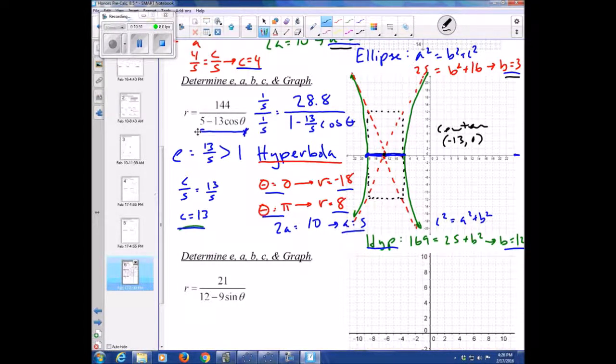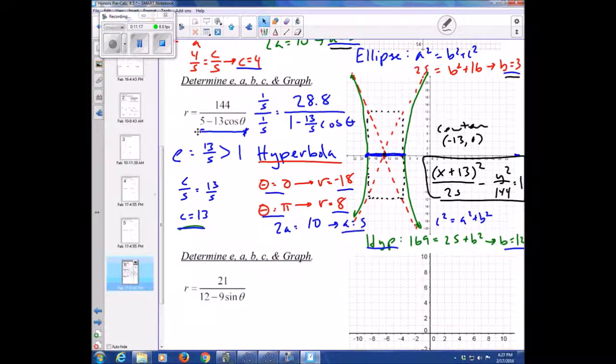Then we draw the diagonal asymptotes, the slant asymptotes through the corners of the box, and then we get the graph of our hyperbola from there. We could also come up with an equation for this one. Since we are opening horizontally, the equation is going to be (x plus 13) squared divided by a squared, so that's going to be 25, minus y squared over the b value squared, which is going to be 144, equals 1.